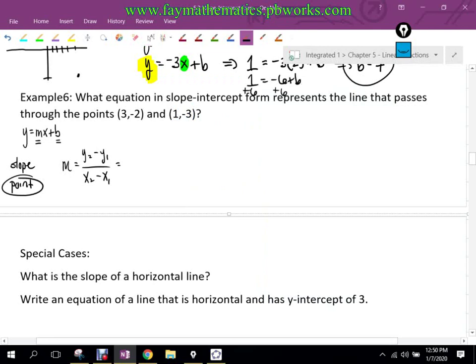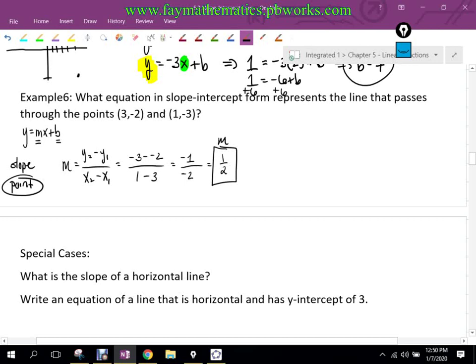We're going to take y2 minus y1. So negative 3 minus negative 2, and we'll go 1 minus 3. Okay. So negative 3 minus negative 2 gives me negative 1, doesn't it? 1 minus 3 gives me negative 2. So my slope here ends up being 1/2. Is that all right with everybody? Okay. So we've got our slope.